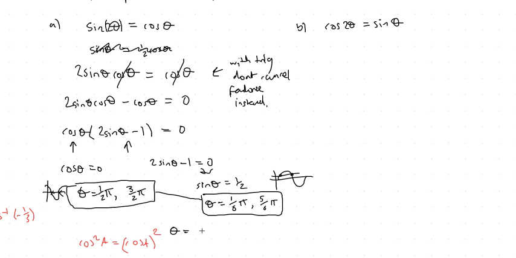Theta is 1/6 pi, half pi, 5/6 pi, 3/2 pi. That's your answer. Okay, cool.